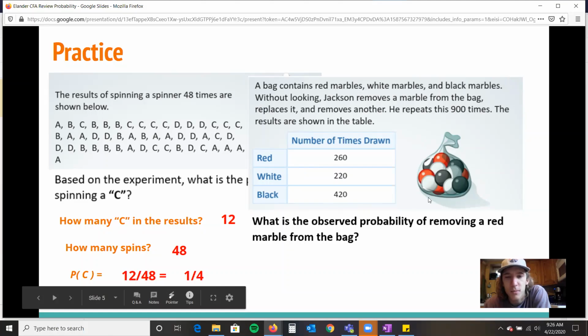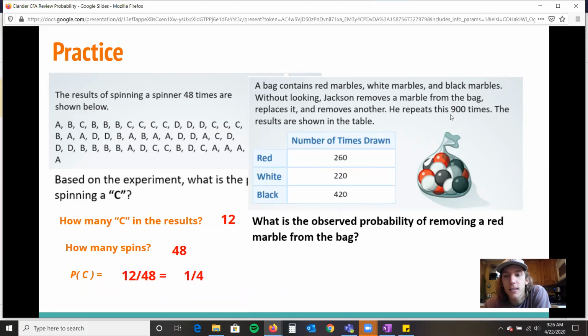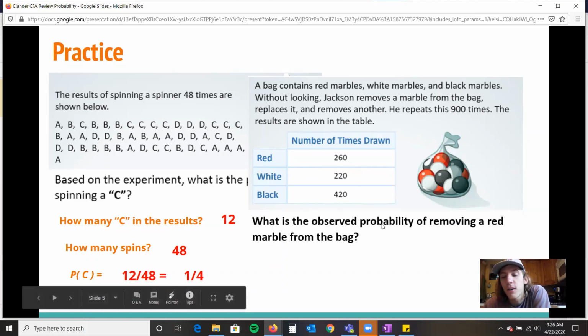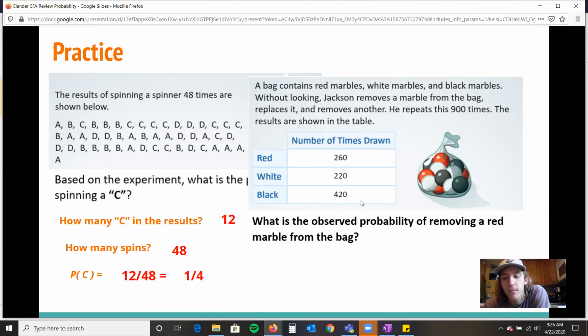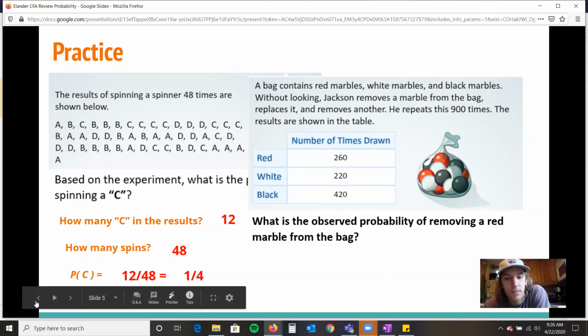Okay, and actually we don't need as much time as I said. So take about 20 seconds. What is the observed probability of removing a red marble from the bag? So based on the experiment. What do you guys think?